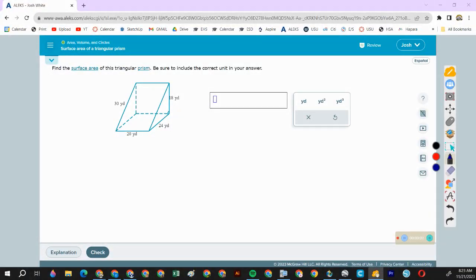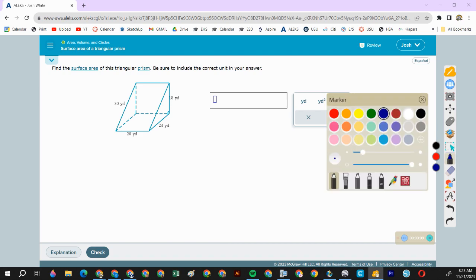This is the last couple questions of 6.4. Here we're going to have a triangular prism. We need to find the volume.